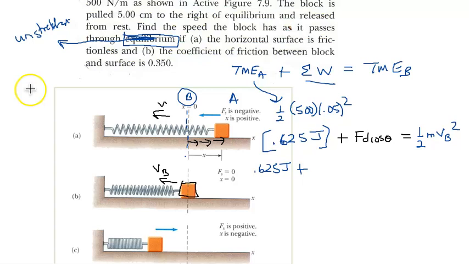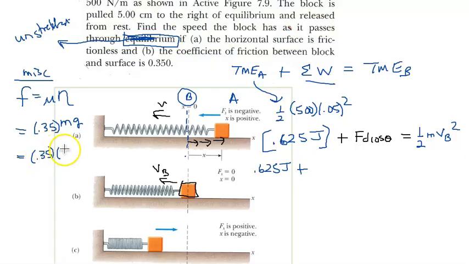So I was telling somebody during office hours today, I highly recommend that you go off to your miscellaneous column to calculate friction, and I'll explain why. So friction is 0.35, and this is a boring problem, so the normal force is equal to the weight. So 0.35 times 2 kilograms times 9.8 is 6.86 newtons.